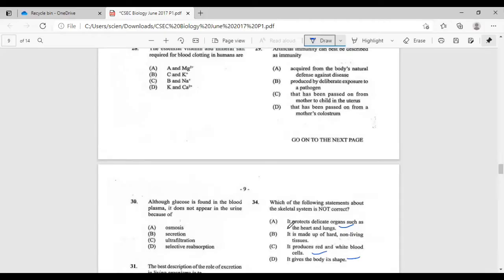So the only thing that we're left with is B, it is made up of hard, non-living tissues. Even though the skeletal system is hard, guess what? It is not made up of non-living tissues. The tissues are living, and that's why we can grow and our cells can actually replicate, because the system has to be living for all of that to happen.